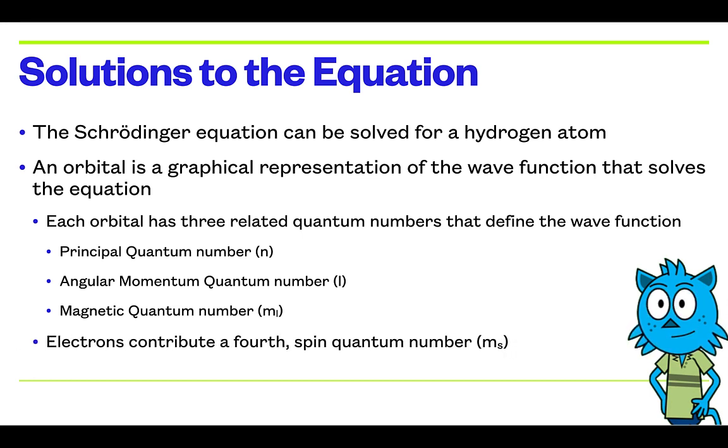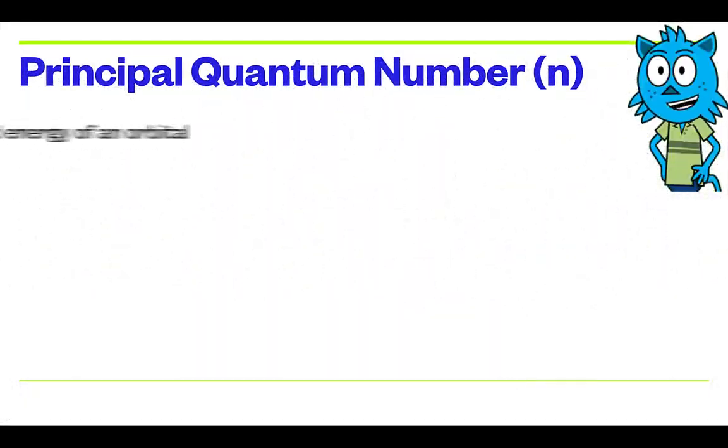Now, it turns out that we do have a fourth quantum number in there. It's not part of the Schrodinger equation, but anytime we are describing the quantum numbers for a particular electron, we do need to include this fourth value, which is called the spin quantum number, and it has a designation of m sub s. Let's look at each of these quantum numbers in a little bit of detail.